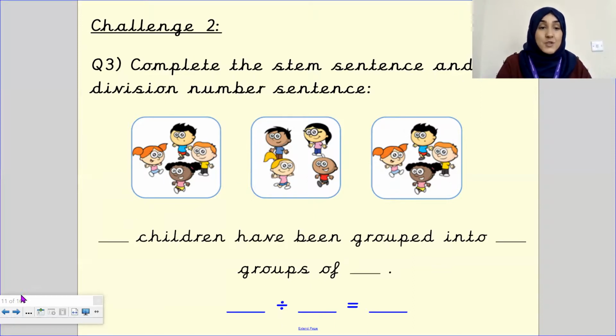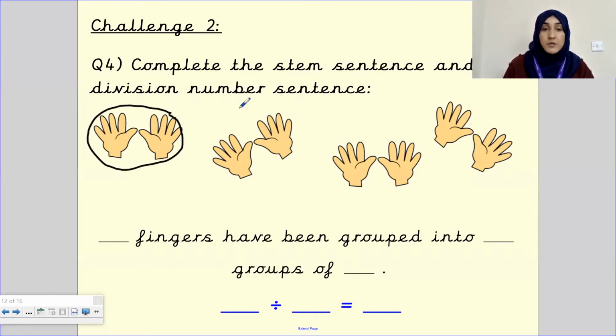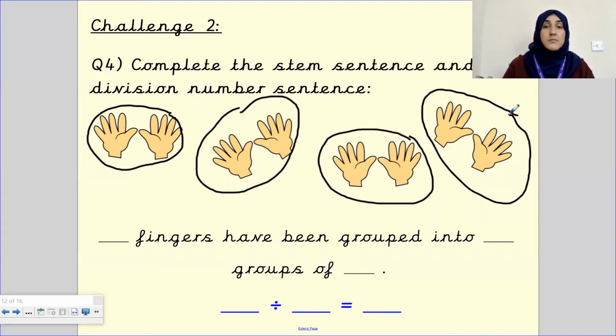Fabulous. Let's move on to your second question, challenge 2. Challenge 2, question number 4. Complete the stem sentence and the division number sentence. Now, you are counting the amount of fingers in one group. So this might not be as clear. So I'm just going to draw the group for you. There you go. That's all I'm going to do, because otherwise I don't want anybody to get confused. So that's all I'm going to do for you. And then I'm moving on to challenge 3, question number 5.